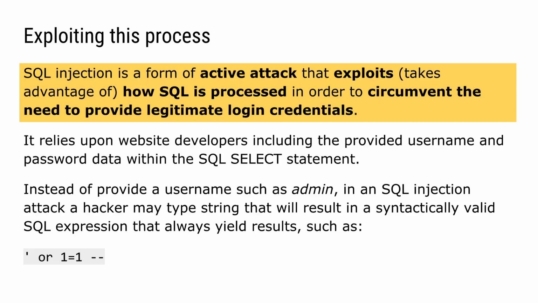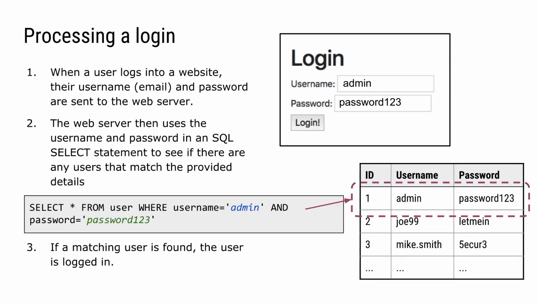Now, SQL injection exploits this process. It's a form of active attack on a network, and it exploits, which means takes advantage of, how SQL code is processed in order that it might circumvent the need to provide legitimate login credentials. So, coming back to this example, it means putting some data in, either in the username or password field, that causes this SQL statement to change in such a way that you don't need to provide a valid combination of username and password.